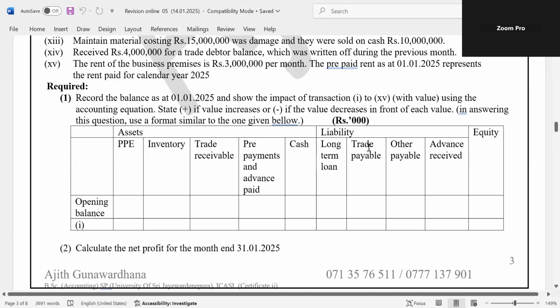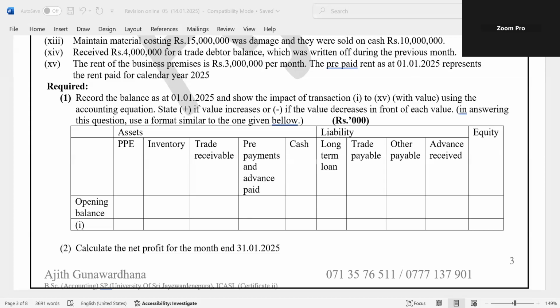First one, draw the format like this. The asset side has 5 columns, liability 4 columns, as well as equity also given. First one, complete the recording part. Right, draw the format like this. There are 15 transactions. First one, draw the format. I think opening balance also given.